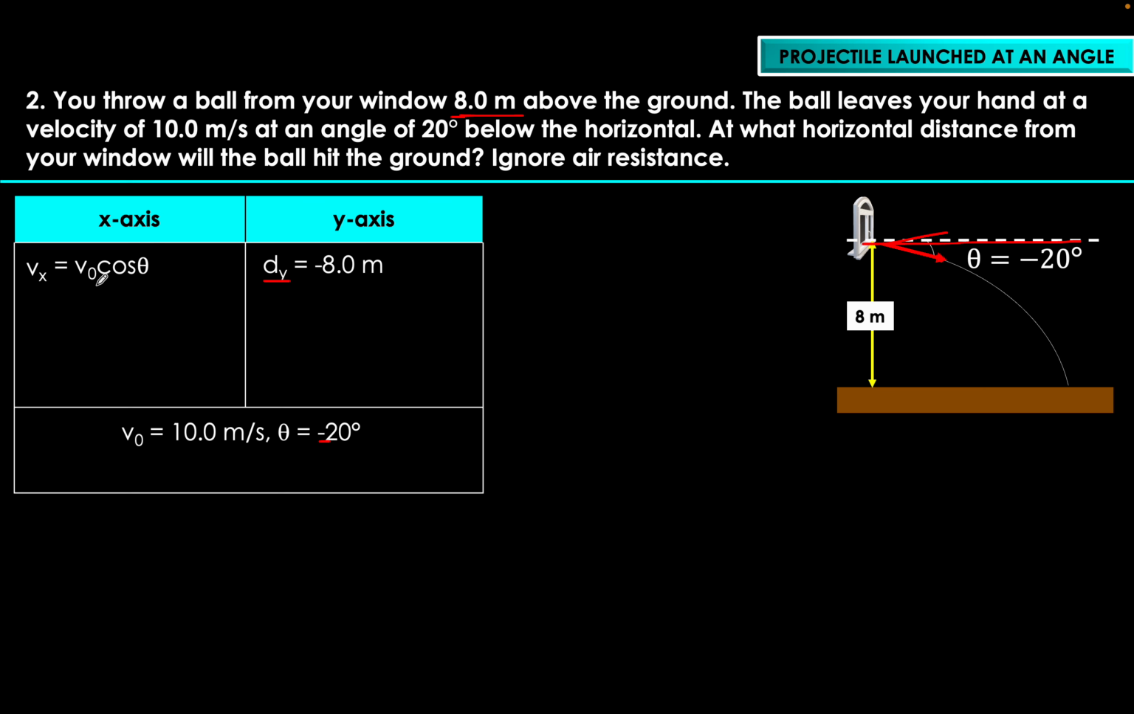Because if you do v naught, this one, 10, times cosine theta, cosine negative 20, you can get v sub x, okay? And then for v naught y, or initial vertical velocity, we do v naught sine theta. Okay, so initial velocity, still 10, but this time sine, so sine theta. Those are just based on vector resolution techniques, but I'm not gonna go into that because you're supposed to have learned that earlier before you studied projectile.